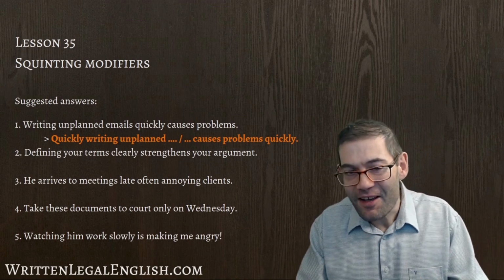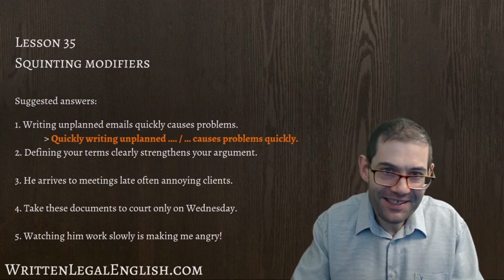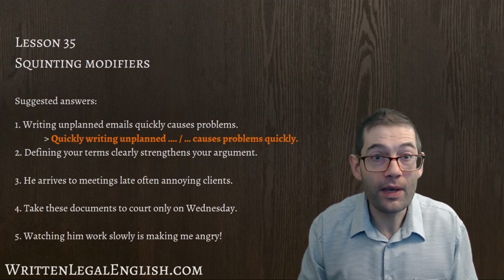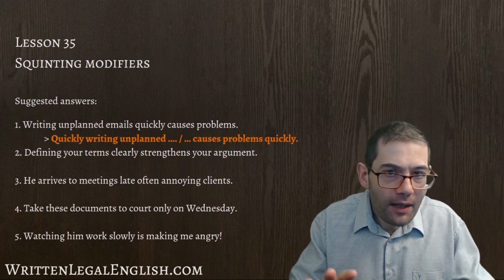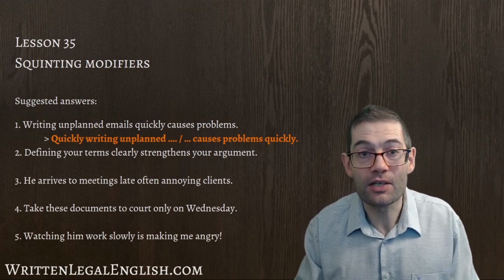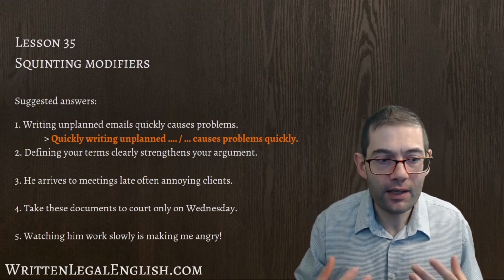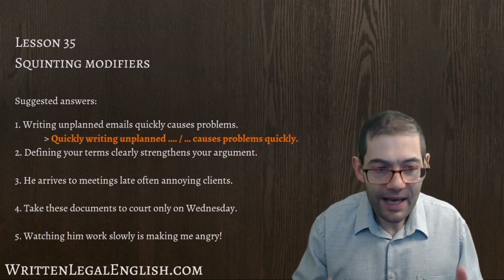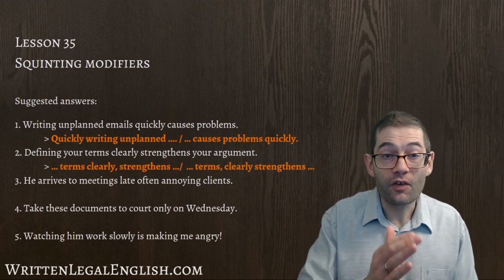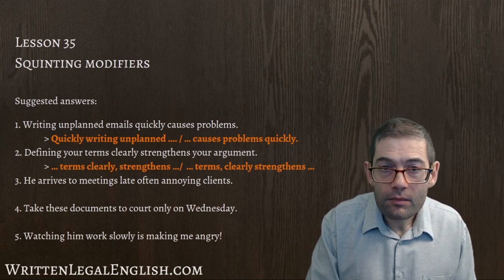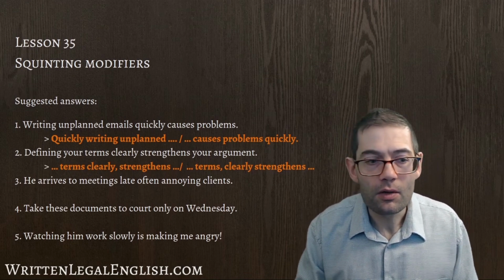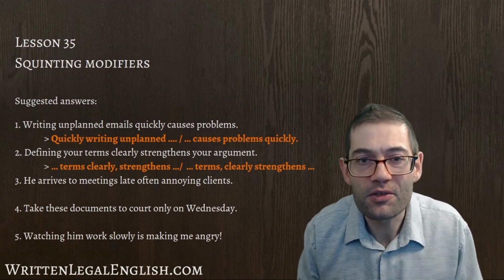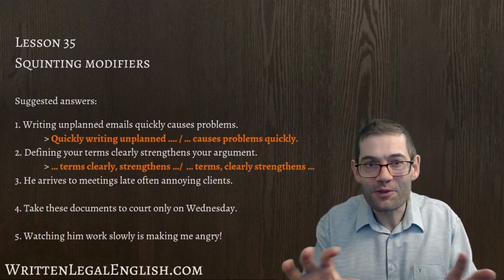So this is kind of like a fun sentence to introduce the problem of squinting modifiers. Now we're getting into slightly more realistic situations and examples. So defining your terms clearly strengthens your arguments. So what happens clearly? Is it defining terms clearly strengthens your arguments, or defining your terms clearly strengthens your arguments? So here are the two messages.